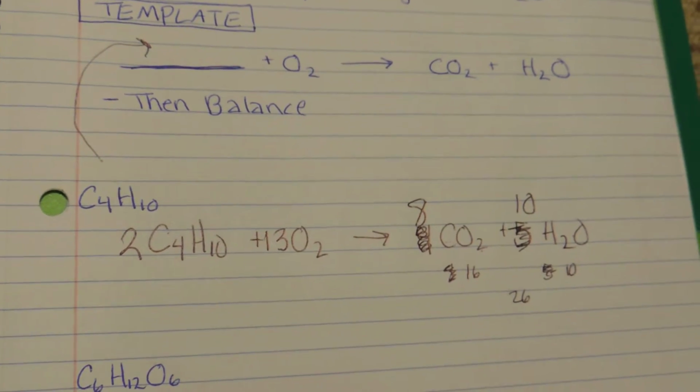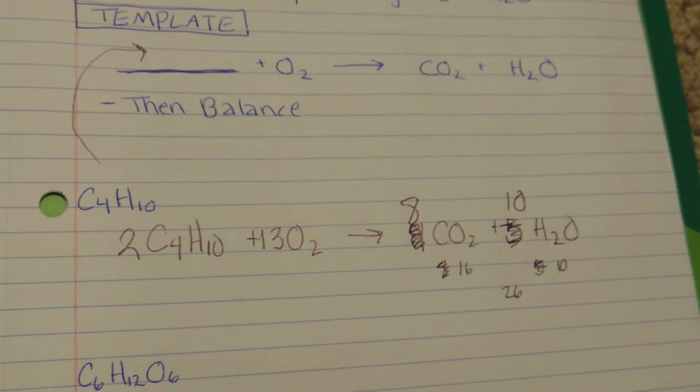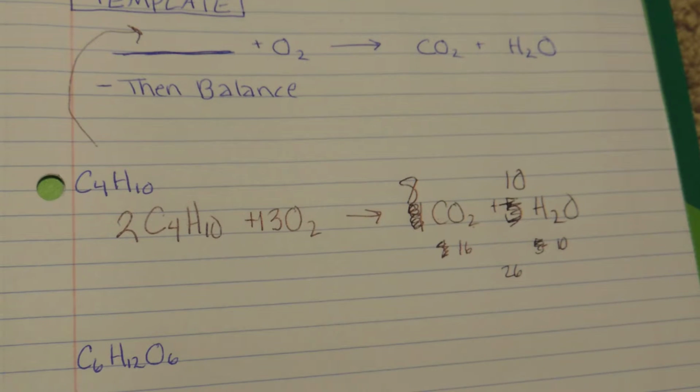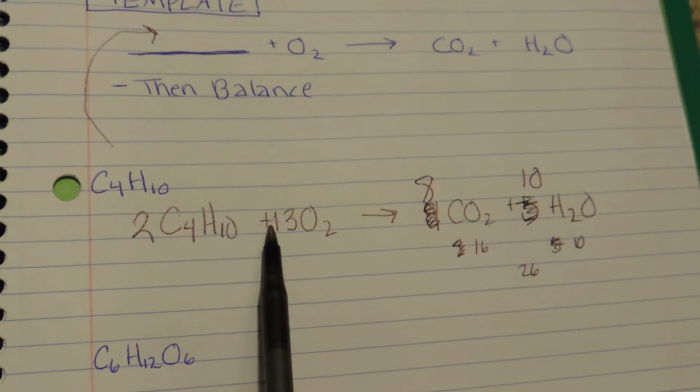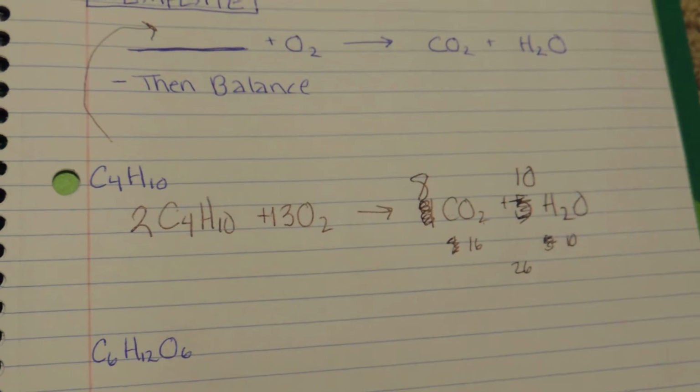So I know that was a lot of balancing, and those are some pretty big numbers, but that is the correct answer for the complete combustion of butane. 2 butanes plus 13 oxygens make 8 CO2 plus 10 H2O.